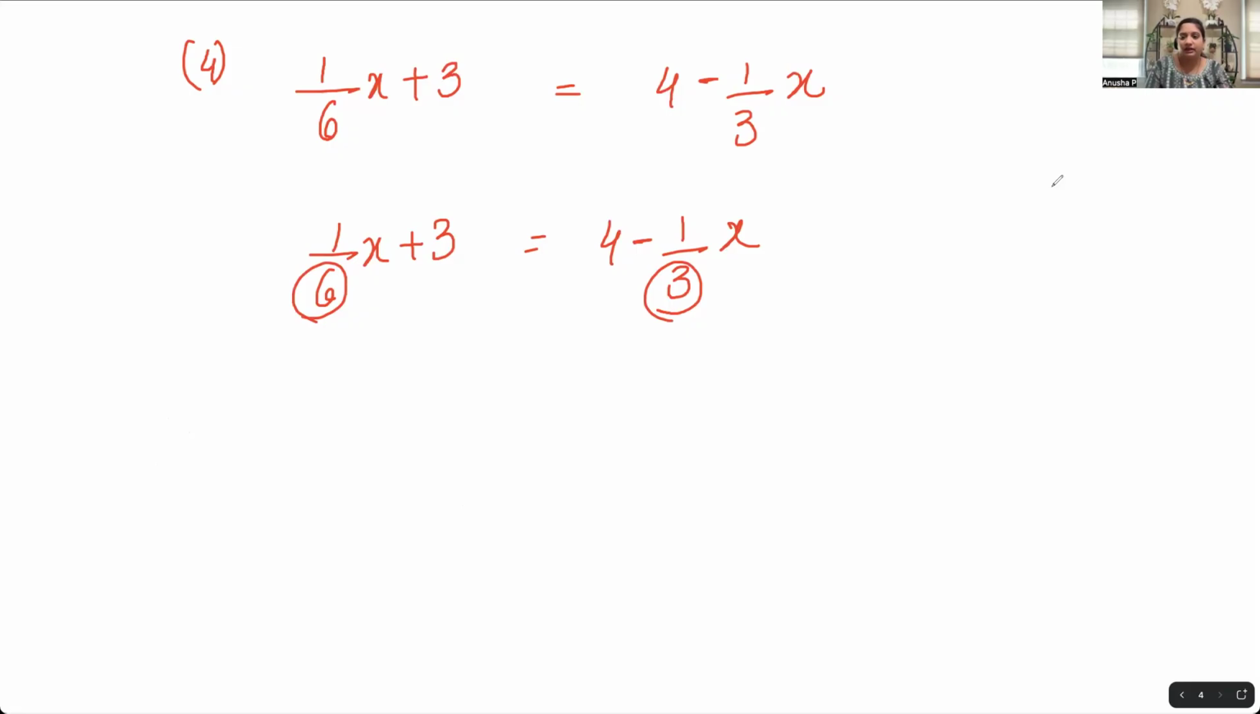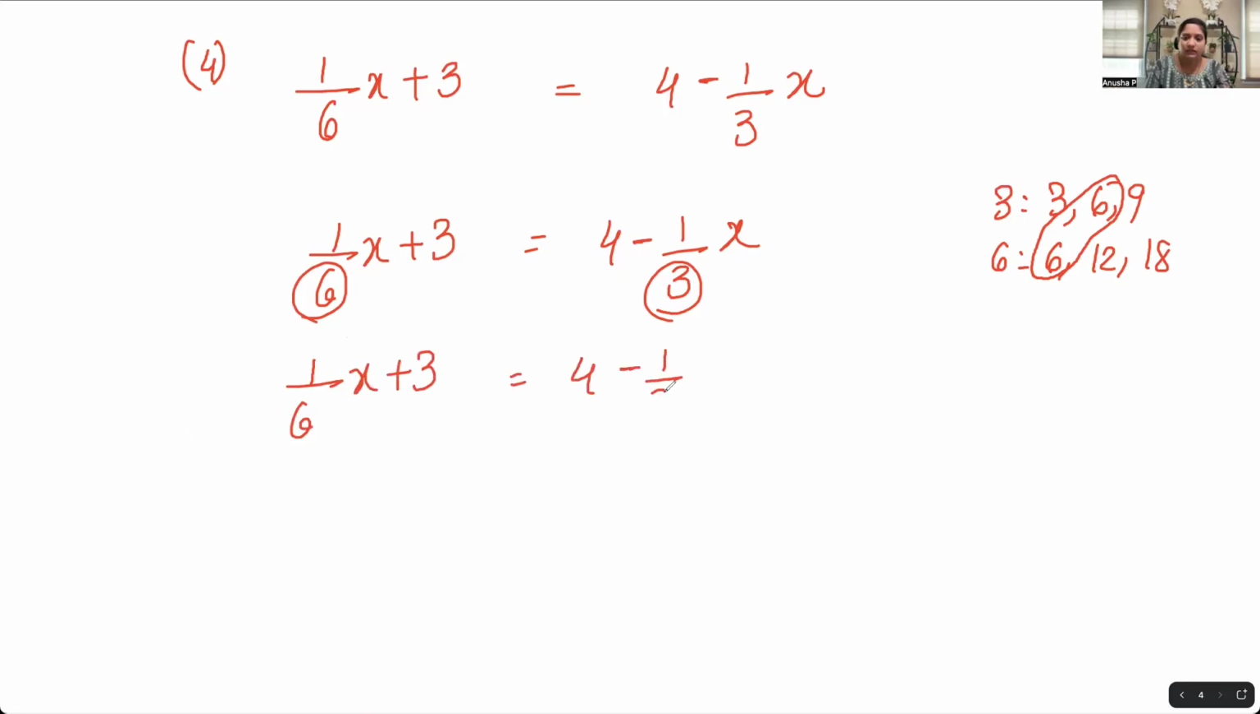If you have any doubts, what is the 3 table? 3, 6, 9, right? 6 table is 6, 12, 18. The first common factor from both the numbers is called the least common denominator. So in this case, the least common denominator is 6. We have to multiply by 6 on both the sides.